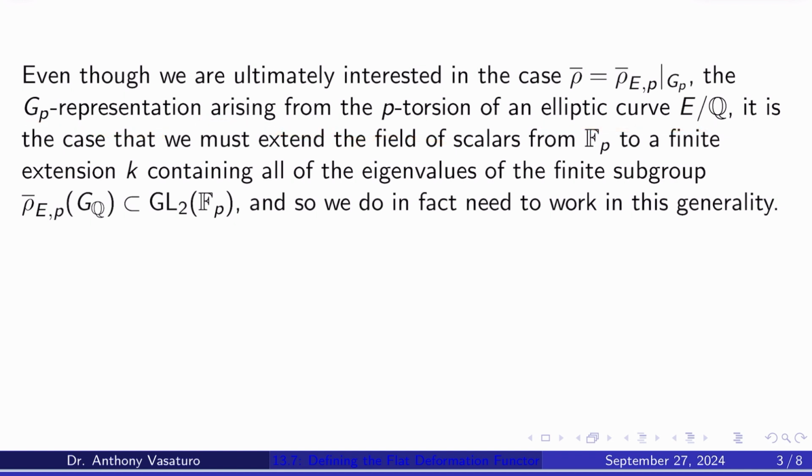However, we're going to have to extend the field of scalars from F_p up to a finite extension K that contains all the eigenvalues of the finite subgroup rho bar_{E,p} of G_Q inside of GL_2 of F_p. We saw this in the proof of R equals T in the general case. And so we do need to work in the generality that we claimed on the last slide, even though our ultimate goal is specialization.